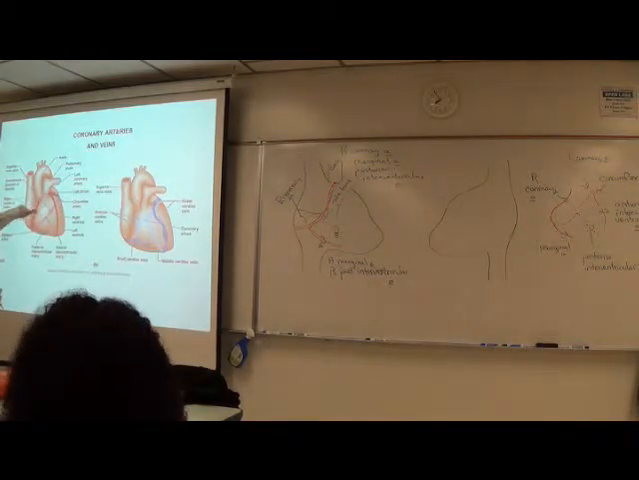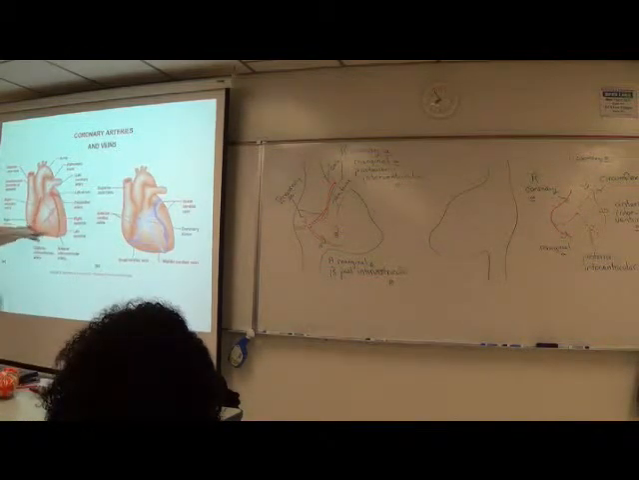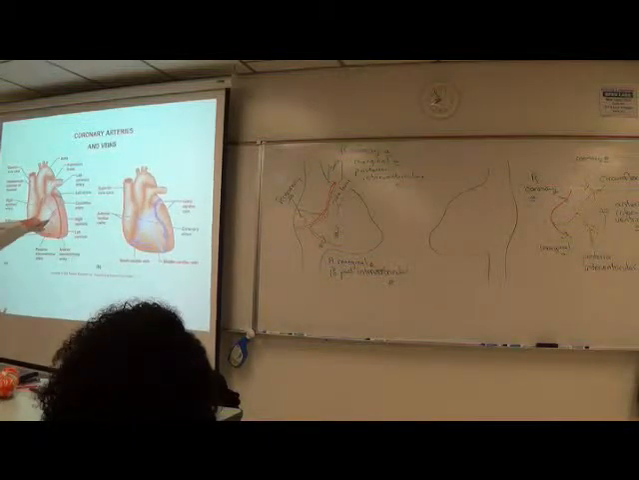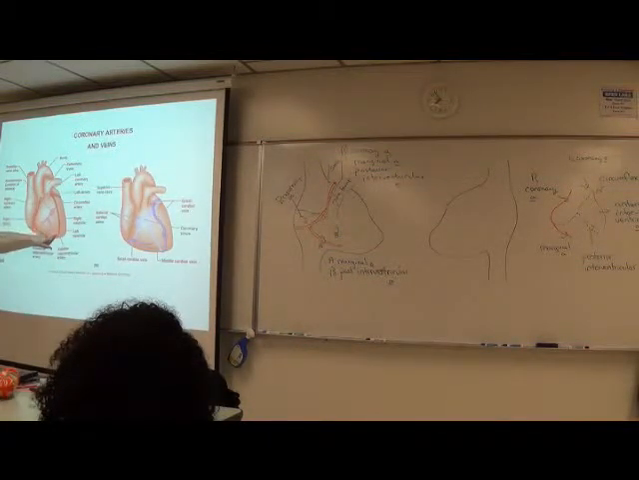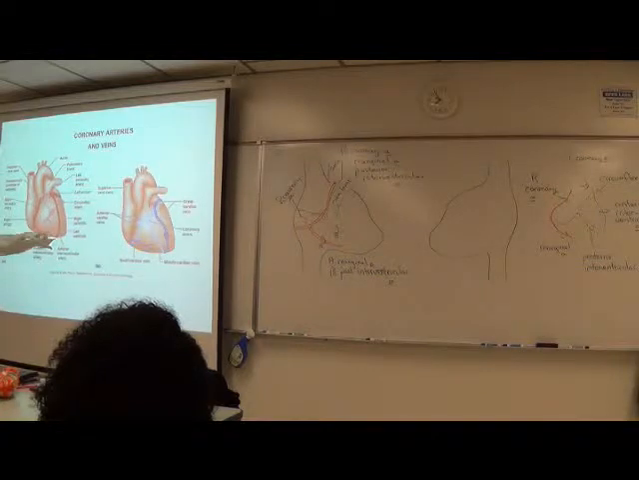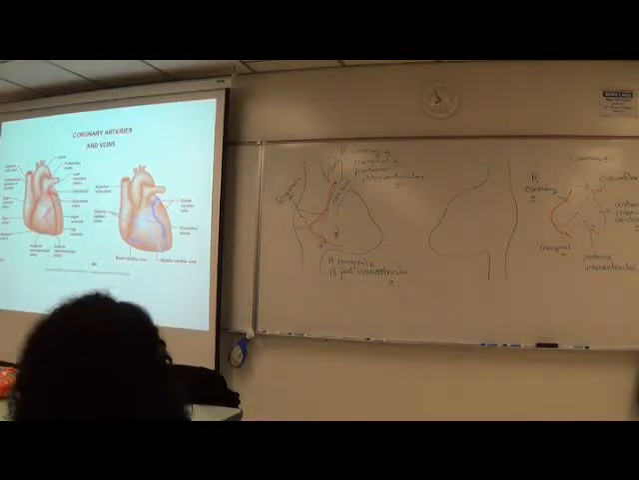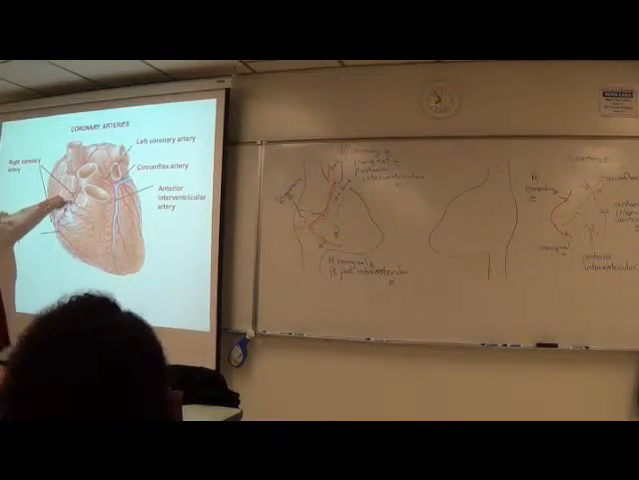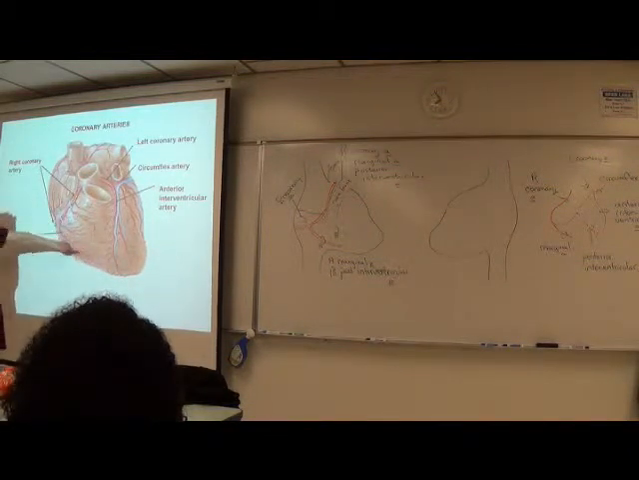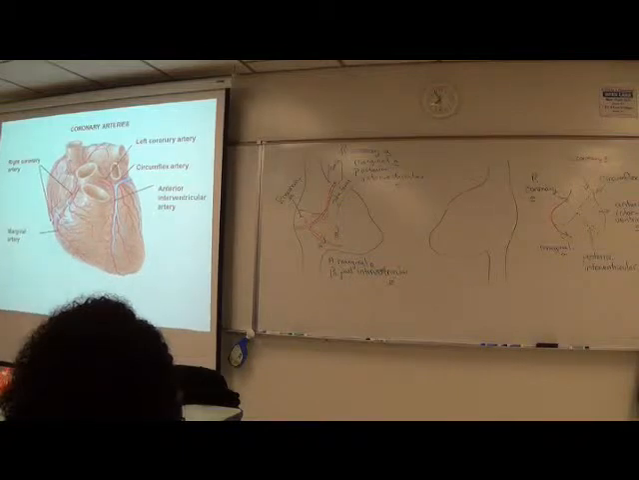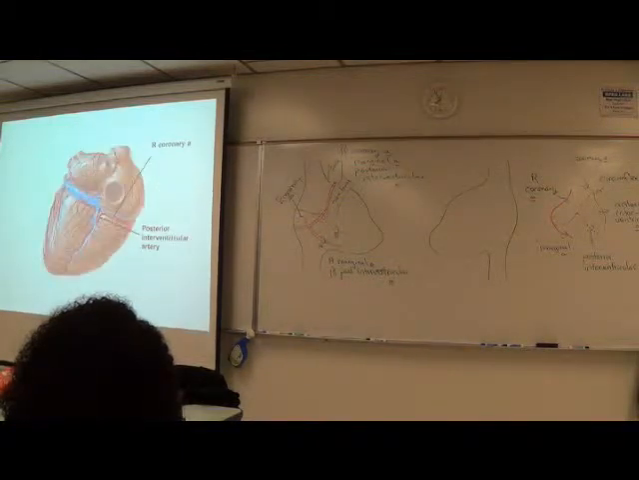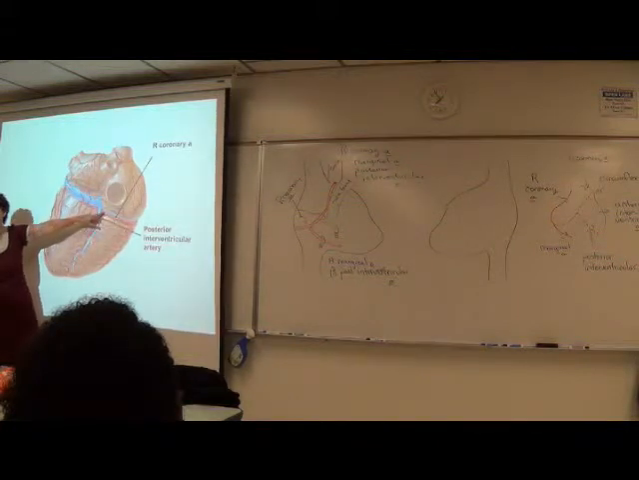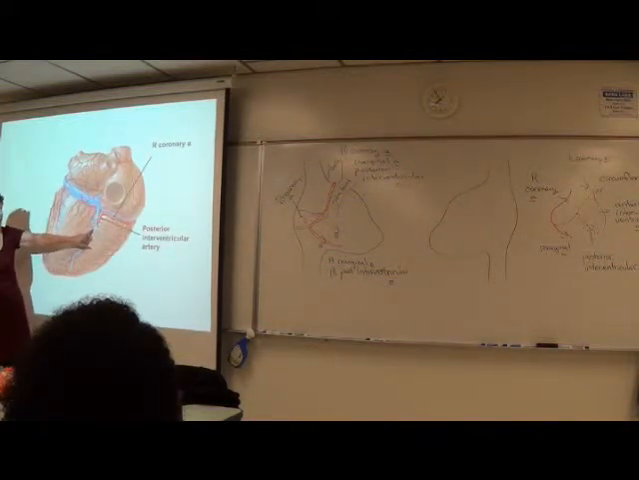Okay, it's here: right coronary artery, marginal artery. The right coronary artery ends and gives off the posterior inferior artery. Here's the right coronary artery, marginal artery. And on the back, it comes here, that's the end of the right coronary artery, and then the posterior inferior.